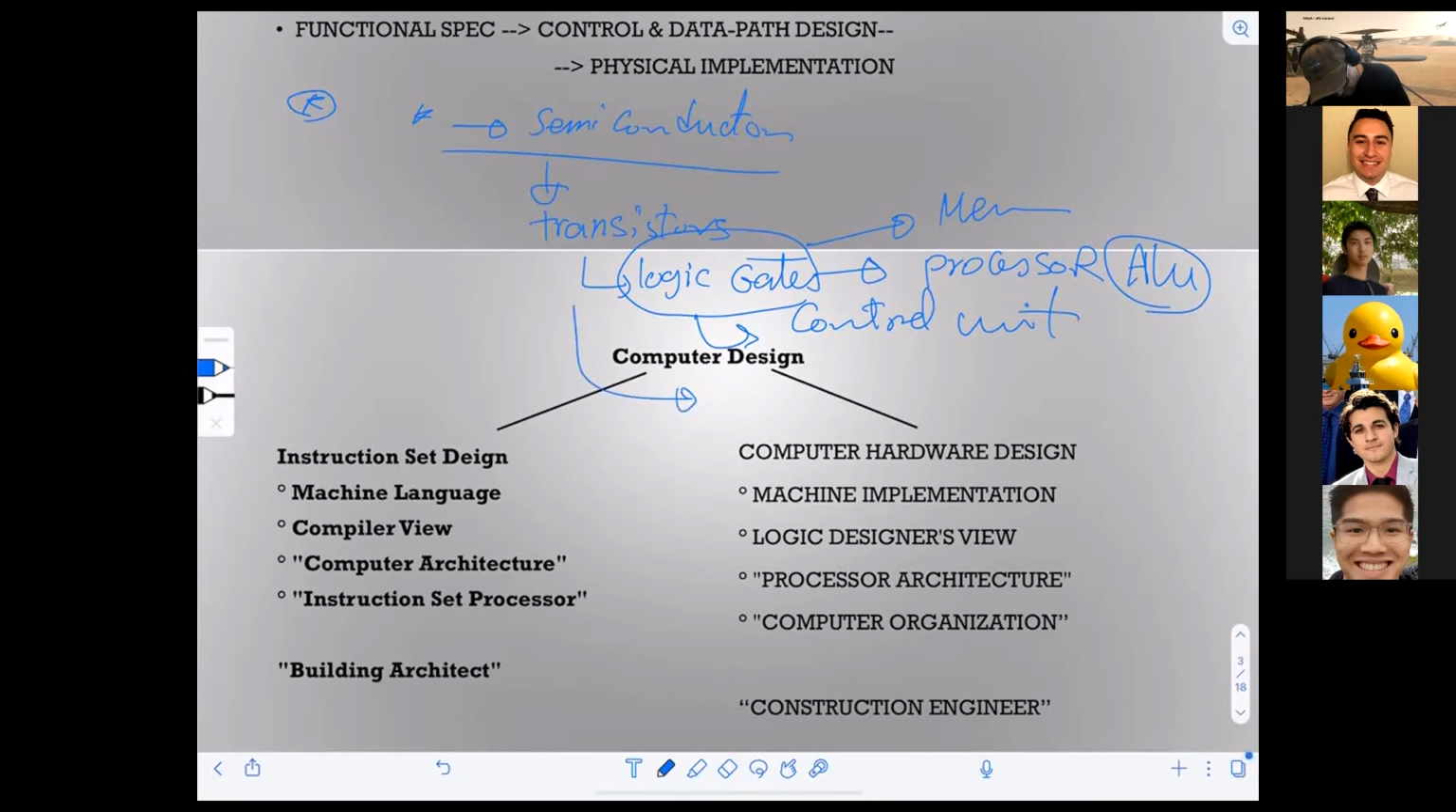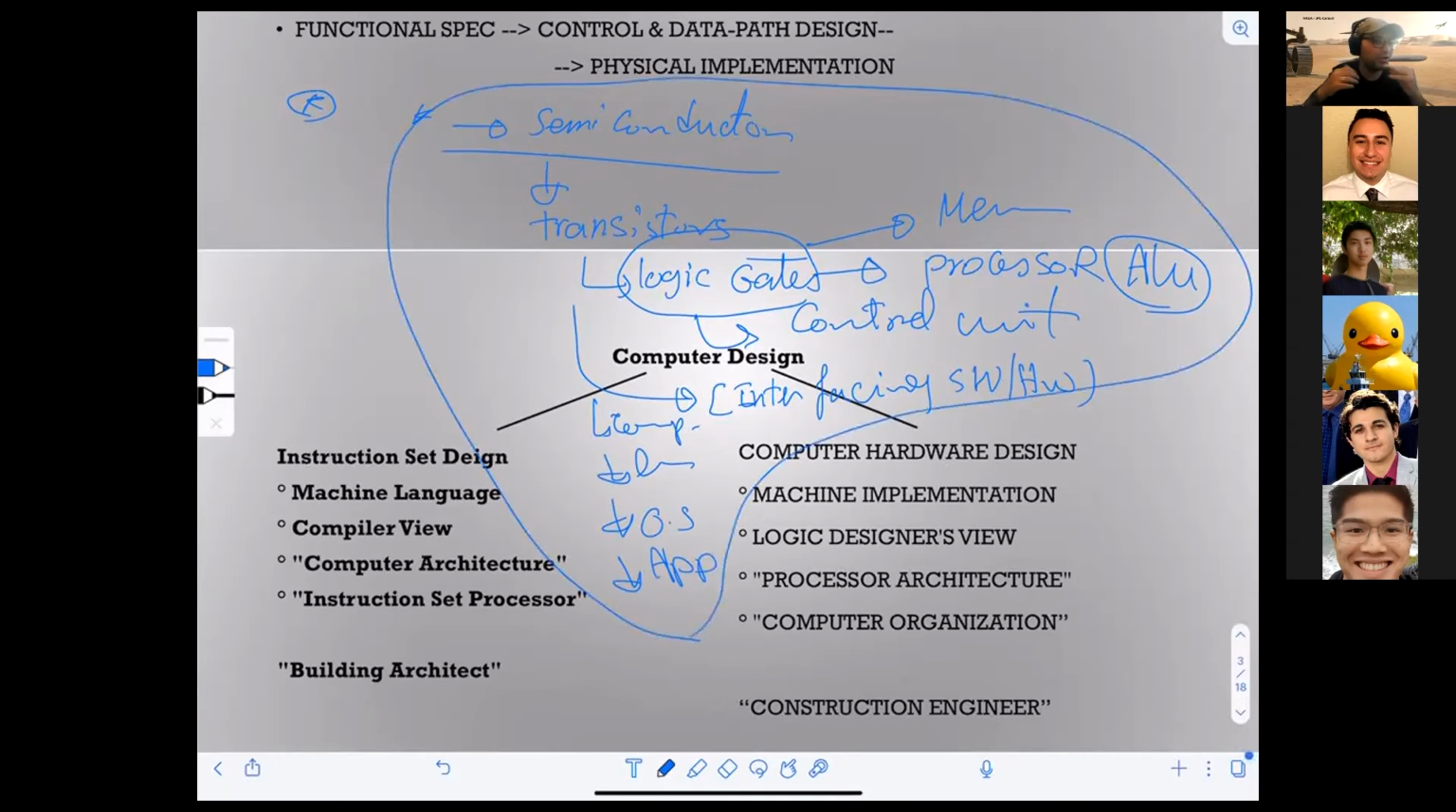Firmware interfaces software and hardware together. Then come the people who build compilers, then the people who build languages, and then the people who build operating systems. So instead of running one application, I can run an application, watch a video, pay my bank invoices, check the news, and so on. Then we need the people who start building applications. So this whole entire thing is computer architecture.